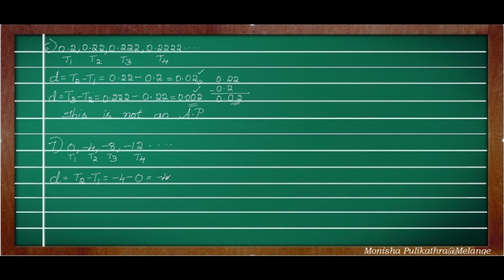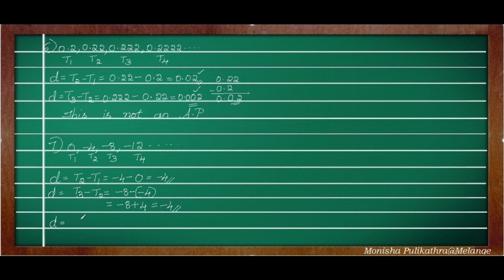So the answer will be minus 4. The common difference is minus 4. Next we need to find T3 minus T2. T3 is minus 8. Write the minus as it is, and since the question has minus 4 here, we have to put a bracket before writing it. So it becomes minus 8, minus into minus plus 4. Again it will be minus 4. The common difference is minus 4.